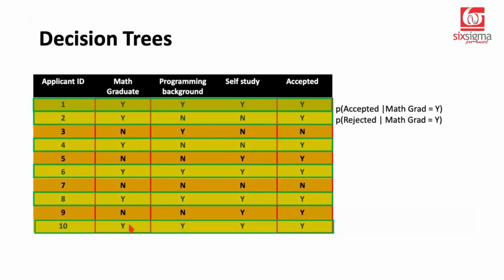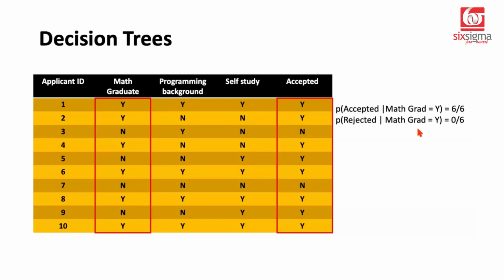Now, out of these 6 opportunities, do we have any rejection? Well, it looks like for this data, with whatever we see right now, we don't find any rejection. So can we say that the probability of getting accepted, given that the person is a math graduate, at least for these 10 observations, is 1, which is 6 out of 6? And likewise, the probability of getting rejected if the person is a math graduate, for the 6 highlighted observations, is 0 by 6.